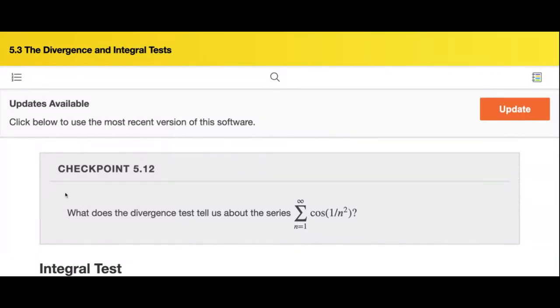Divergence test. To show the term does not go to 0. If the term does not go to 0, we see the series diverges. If it does go to 0, we cannot say anything. Take a limit when n goes to infinity. We can swap the limit and the cosine. So the limit of 1 over n squared is 0, and cosine 0 is 1, which is not equal to 0. So it diverges.